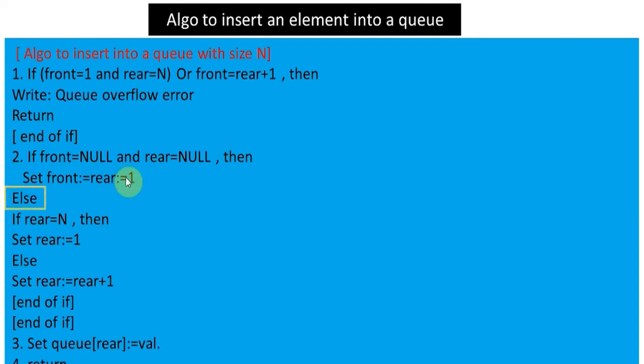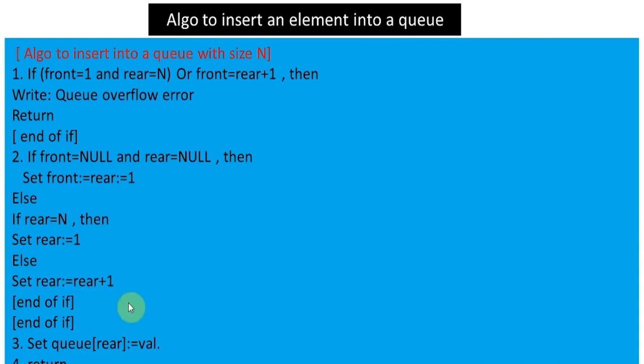Else, if this condition is false, we check if rear is equal to n. That means the value of rear has reached n. In the previous lecture, I explained that if this situation arises, we set the value of rear as 1. And if both the conditions are false, that means it is a normal situation, and we just increment the value of rear by 1.